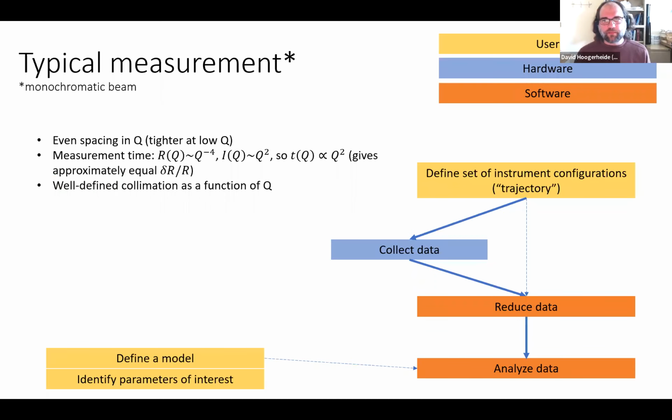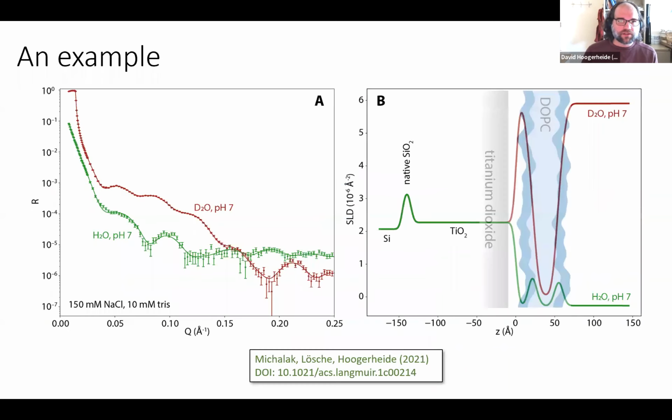So to see how that might work, let's talk about how the data that I just showed you would typically be taken. Let me go back and show you the data again. You can see that each of the Q values is evenly spaced. At low Q, we have a tighter spacing, but each one of these Q values is evenly spaced.